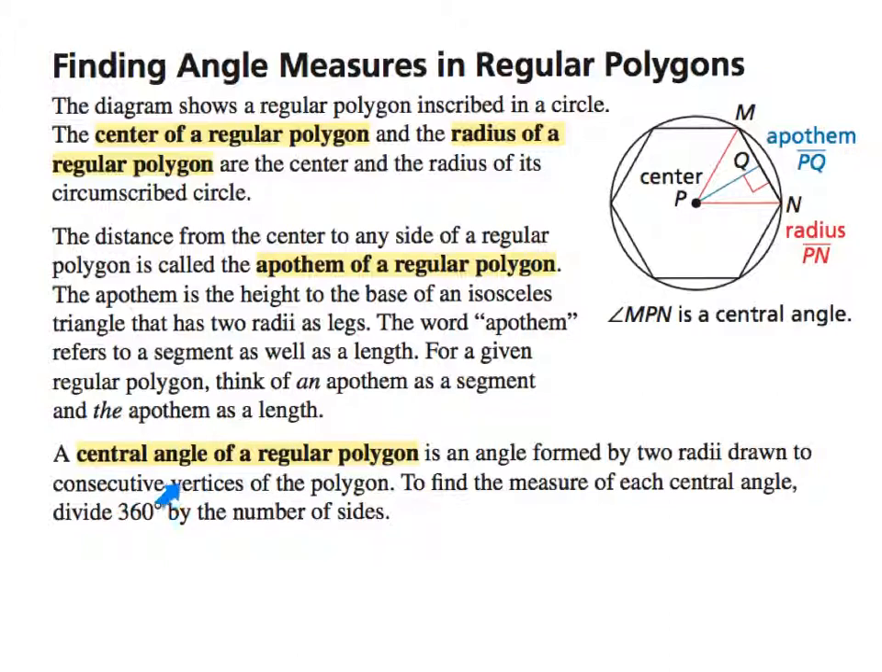Now we also talked about the central angle. The central angle of a regular polygon is the angle formed by two radii, right here, drawn to consecutive vertices of the polygon. For example, points M and N are the vertices, and the radii are drawn to them. To find the measure of the central angle, you already know this, you divide 360 degrees by the number of sides.